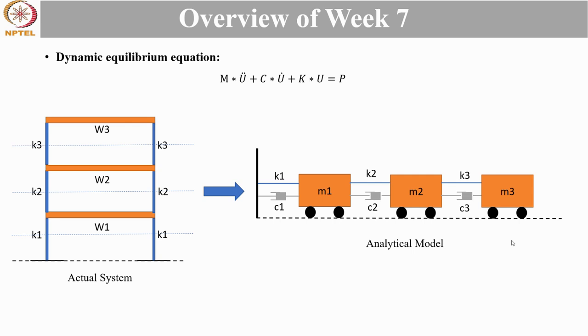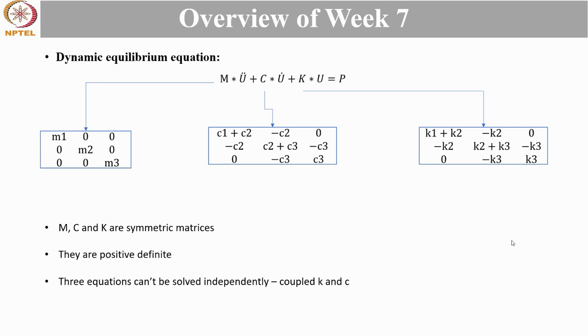So, for this, the dynamic equilibrium equation is written in matrix form as m u double dot plus c u dot plus k u is equal to p, where m is the mass matrix, depending upon the number of floors that we have. Like if the floors are 3, then the mass matrix will be a 3x3 matrix given by m1 0 0, 0 m2 0 and 0 0 m3. Then similarly, we will obtain the damping matrix and the stiffness matrix.